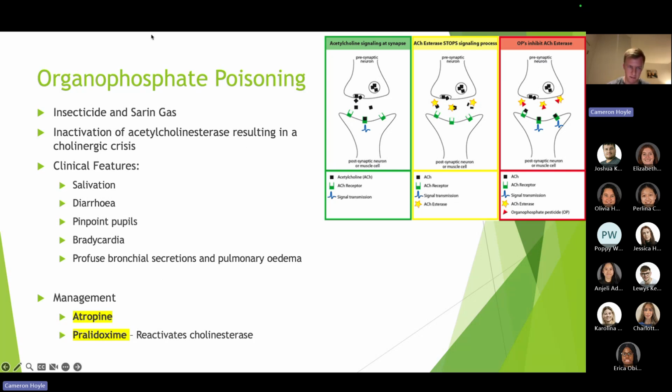So the management of the organophosphate poisoning is atropine. That's the main one that will come up in your exams. That helps with the bronchial secretions, and it works as an anti-muscarinic. The other one that you may very well see is this that I can't pronounce, but essentially it reactivates the cholinesterase to then break down the acetylcholine to make sure that the neuromuscular junction then works normally.